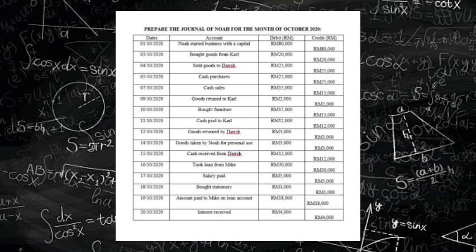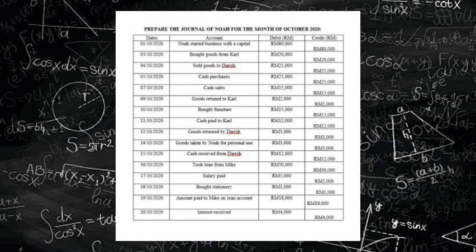On 14 October, goods taken by Noah for personal use, 3,000 ringgit Malaysia, while on 15 October, Noah received cash from Darsh, 12,000 ringgit Malaysia. Unfortunately, on 16 October, Noah took a loan from Mike for 13,000 ringgit Malaysia. On 17 October, Noah paid salary to his employee with 5,000 ringgit Malaysia.